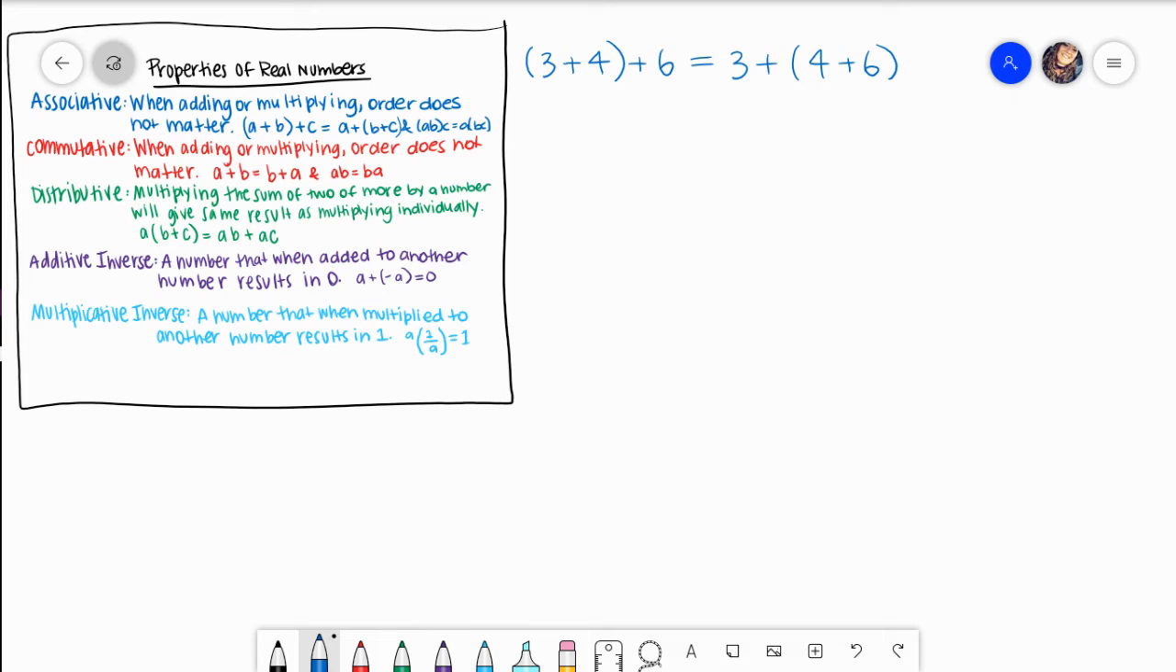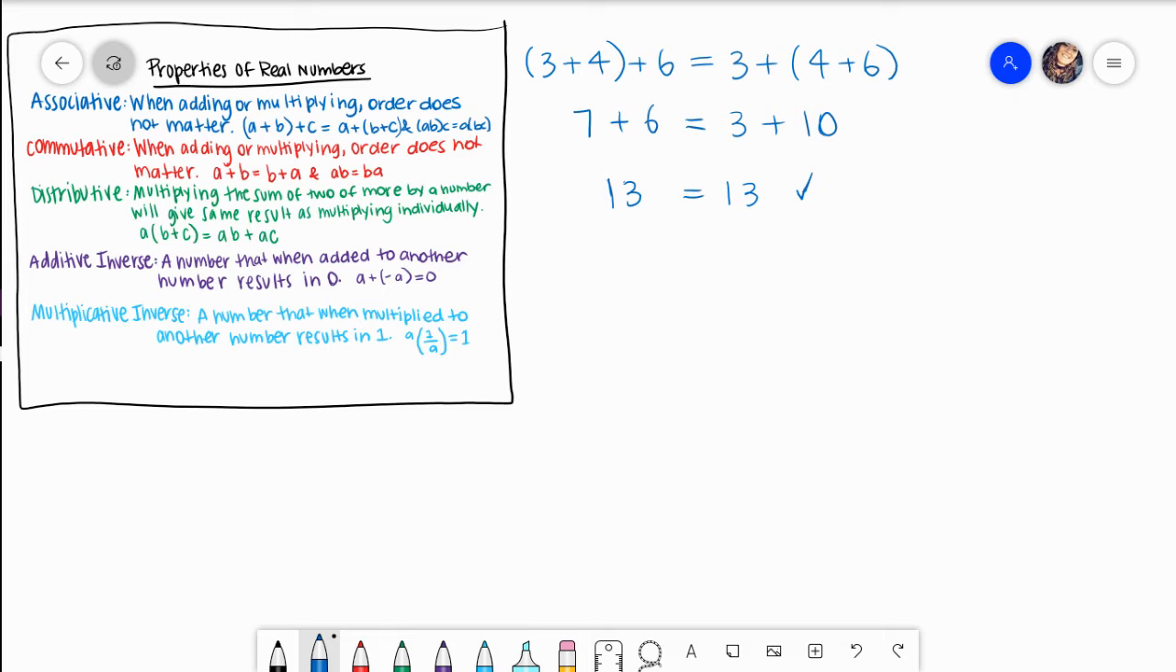So if we work on the left-hand side, I get 3 plus 4, which is 7, plus 6. Now if I look on the right-hand side, I get my 3 plus, now in the parentheses, I have 4 plus 6, which is 10. Now working on the left-hand side again, 7 plus 6 is 13. And if you look on the right-hand side, I get 13. So if you notice, it worked. The fact that my parentheses moved and grouped together two different numbers, it didn't matter because order doesn't matter as long as they're all positive, as long as it's all addition.